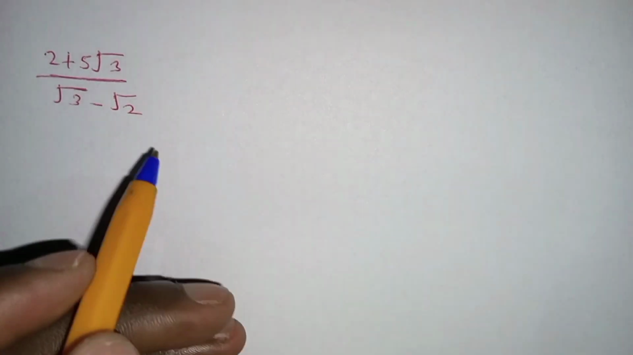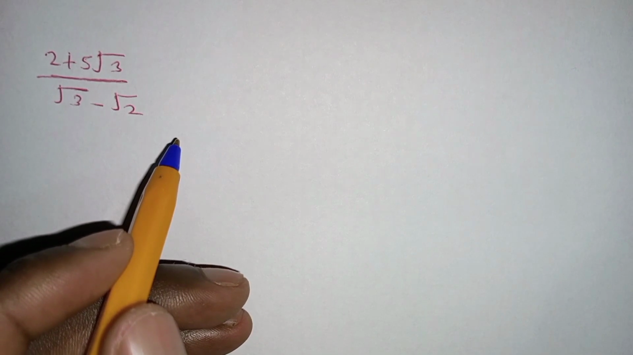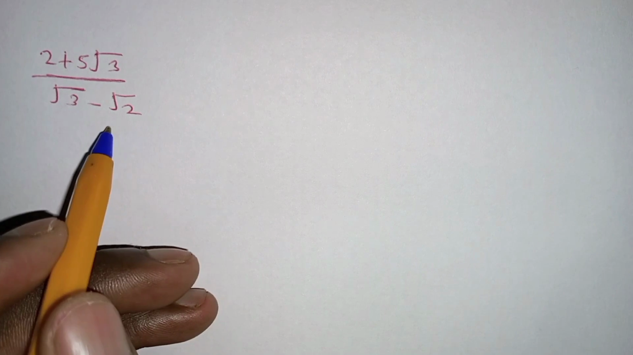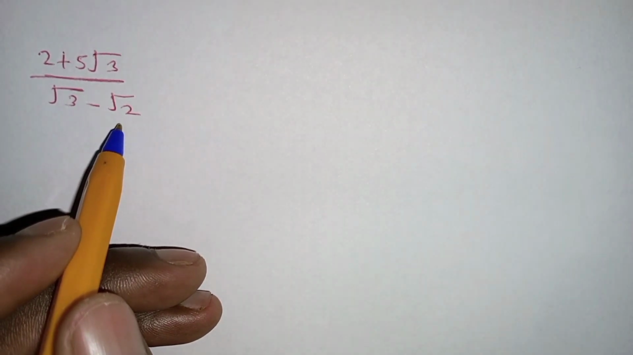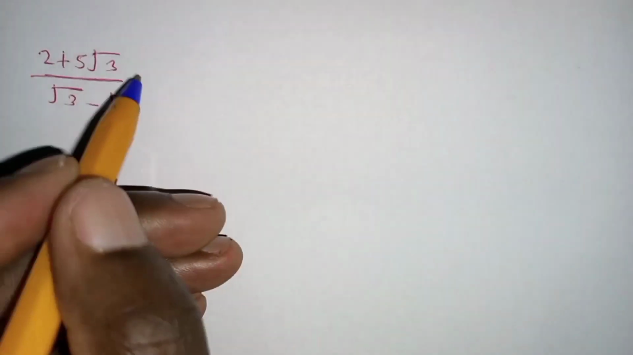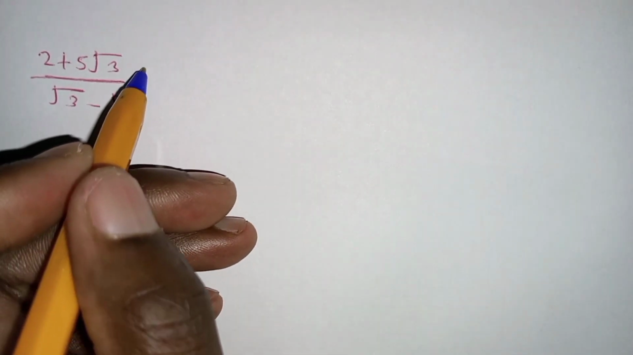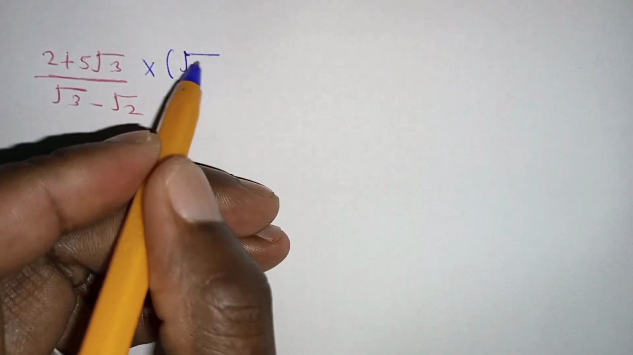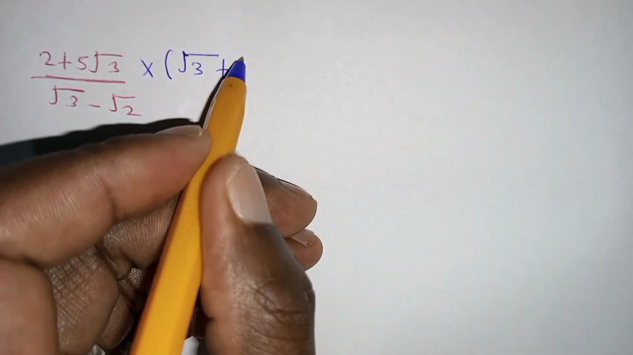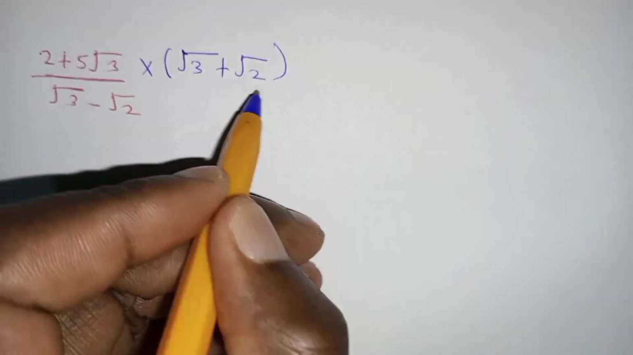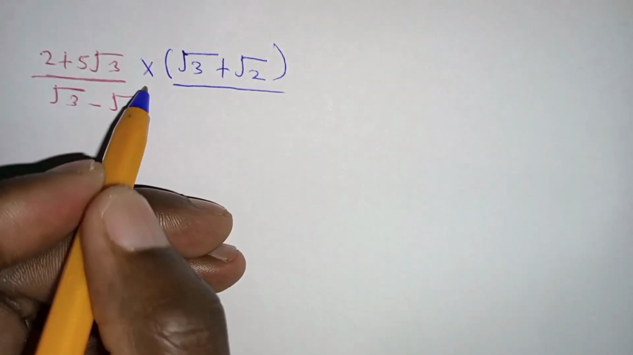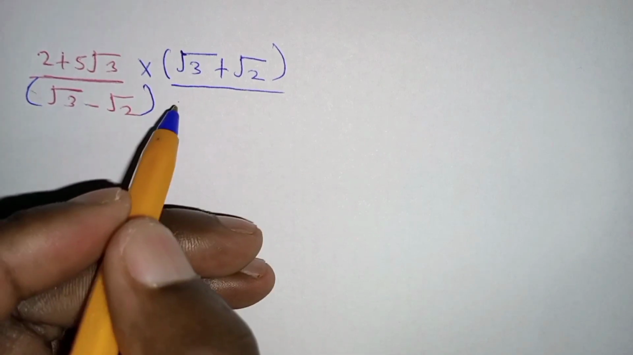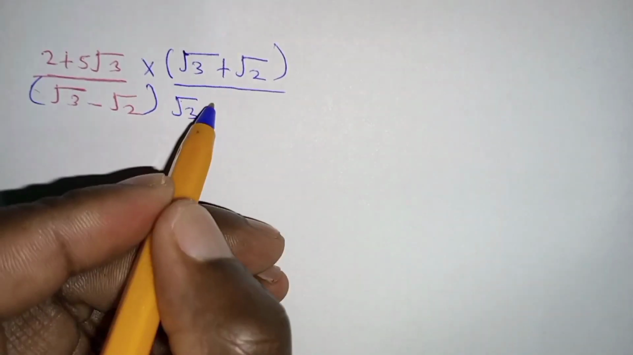In this video, we are going to see how to rationalize the denominator, and we rationalize the denominator by multiplying both the numerator and the denominator with its conjugate. So this will be multiplied by the bracket root of 3 plus root of 2, and we divide by the same. So the conjugate of root of 3 minus root of 2 will be root of 3 plus root of 2.